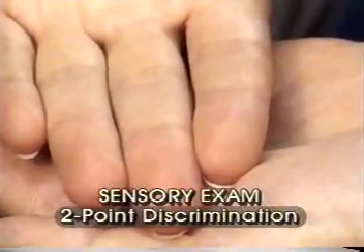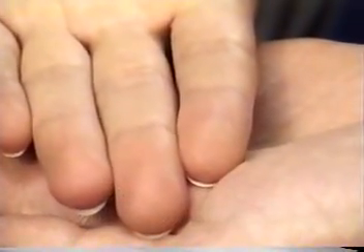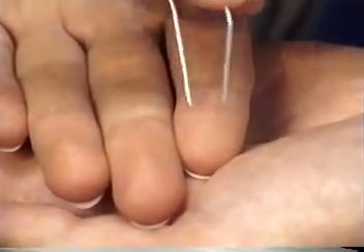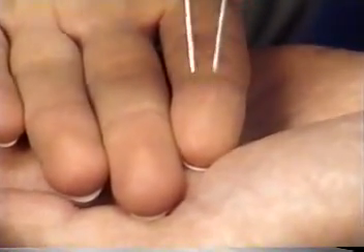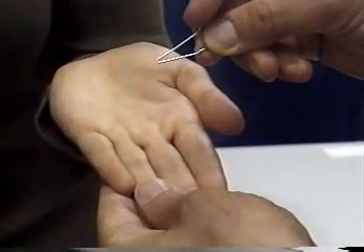2-point discrimination can be tested using a caliper or, as in this case, a bent paper clip. Close your eyes, please, and tell me if you feel 1 or 2 points. 2. 1. 2. 2. 1. 1. 1. 2. I would then measure this distance with a ruler.